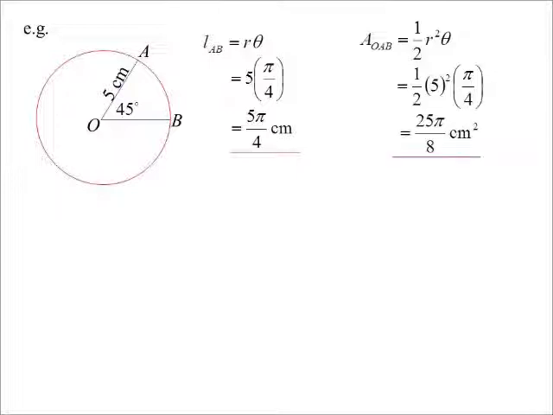25 pi on 8. Another question I like to ask is finding the area of not the sector, but the segment. So if I just chop the segment, there it is. Again, there's the minor segment. The major segment would be the other part. And how can we do it?